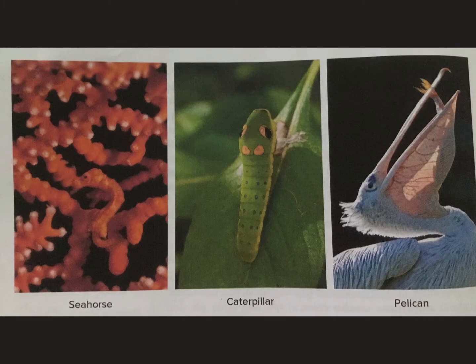So here are some adaptations. If you can see in the first picture, you're looking to see if you can find that seahorse. You see him? He blends in very nicely with that coral, doesn't he? And then there's that caterpillar whose coloring makes him look like a snake.